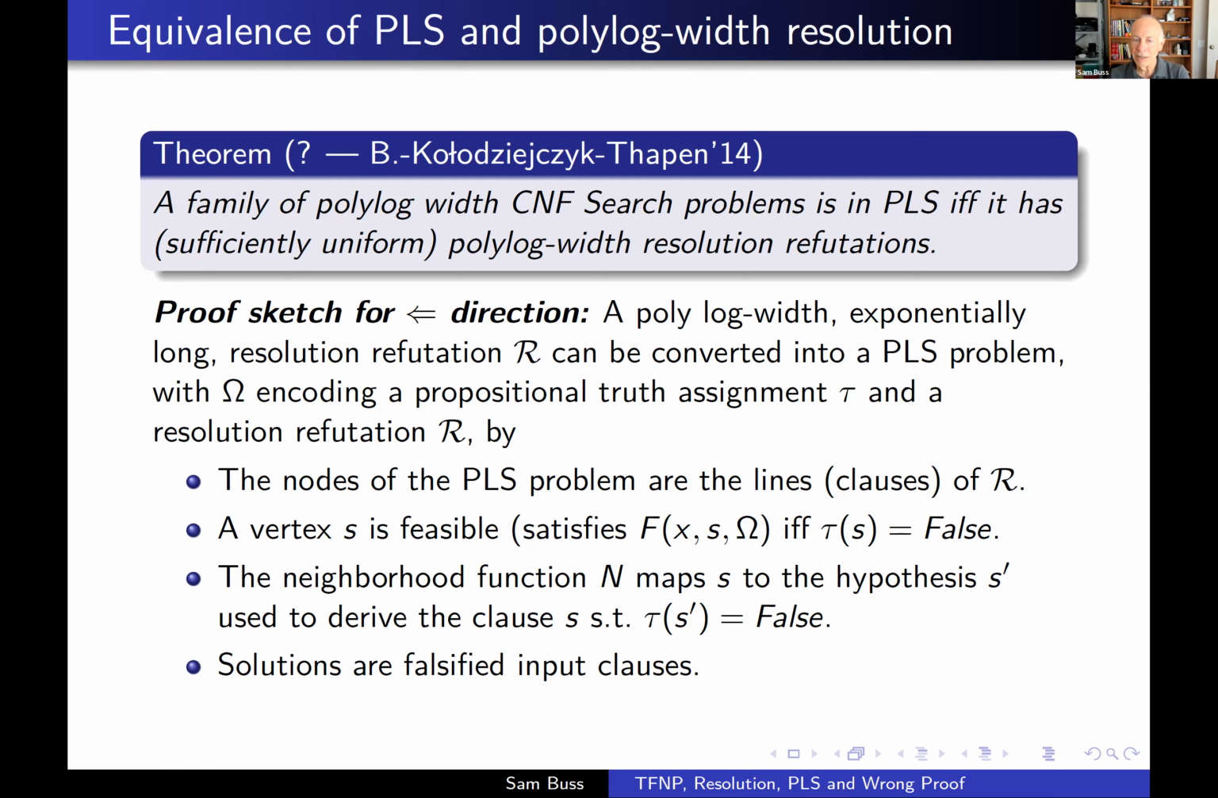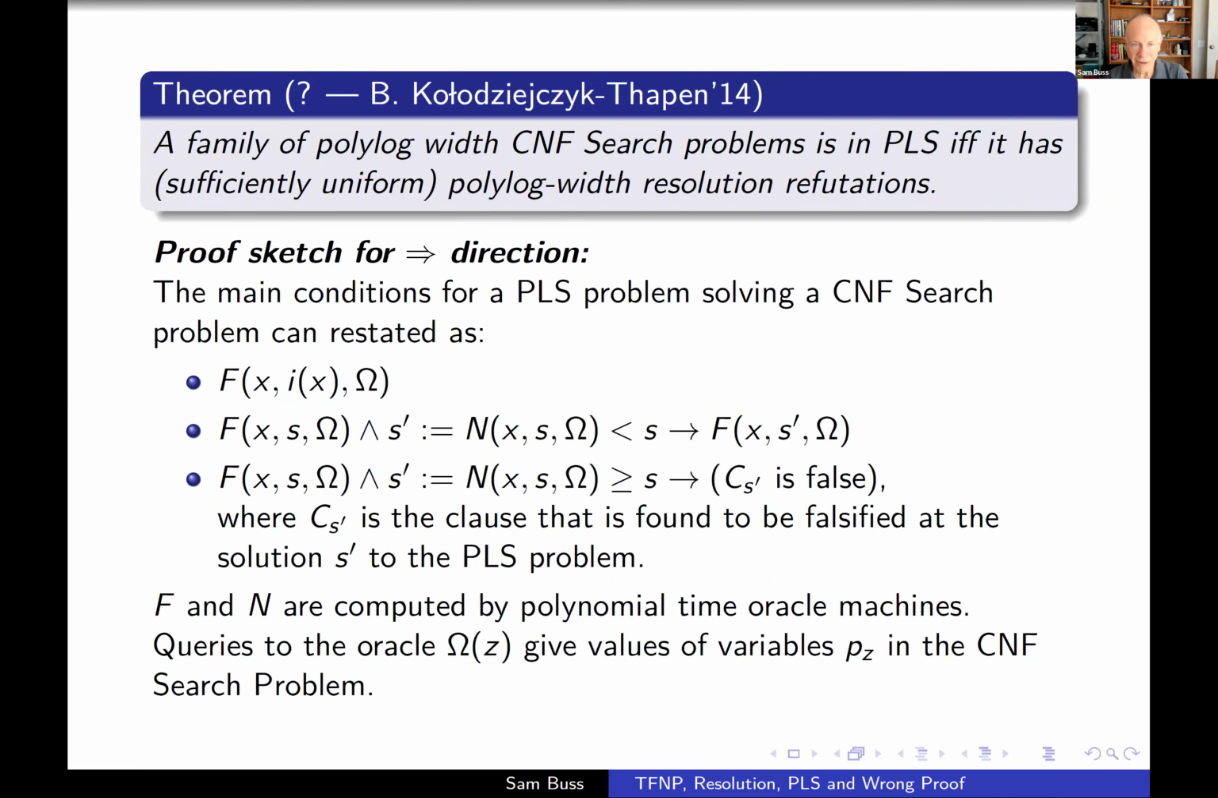And the neighborhood function maps, if you have an internal clause of the resolution refutation that's false, one of the two hypothesis clauses must be false, and the neighborhood function goes to that clause. And it can be determined which one is false just by querying the resolution variable, which, if it's polylog-width, you can actually check. And solutions are falsified input clauses. So that's the one direction, which is very simple. And the other direction is maybe a little harder to say, but similar in spirit.